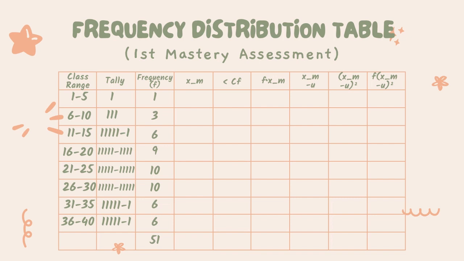In the third column, we have the same numbers as the second column, which is the frequency. To determine the total frequency, we must sum up all the numbers. So the total of frequency is 51. To find the x sub m, we need to find the middle value of the given class range. For example, in the class range 1 to 5, the middle value is 3 because in 1, 2, 3, 4, 5, the middle number is 3.